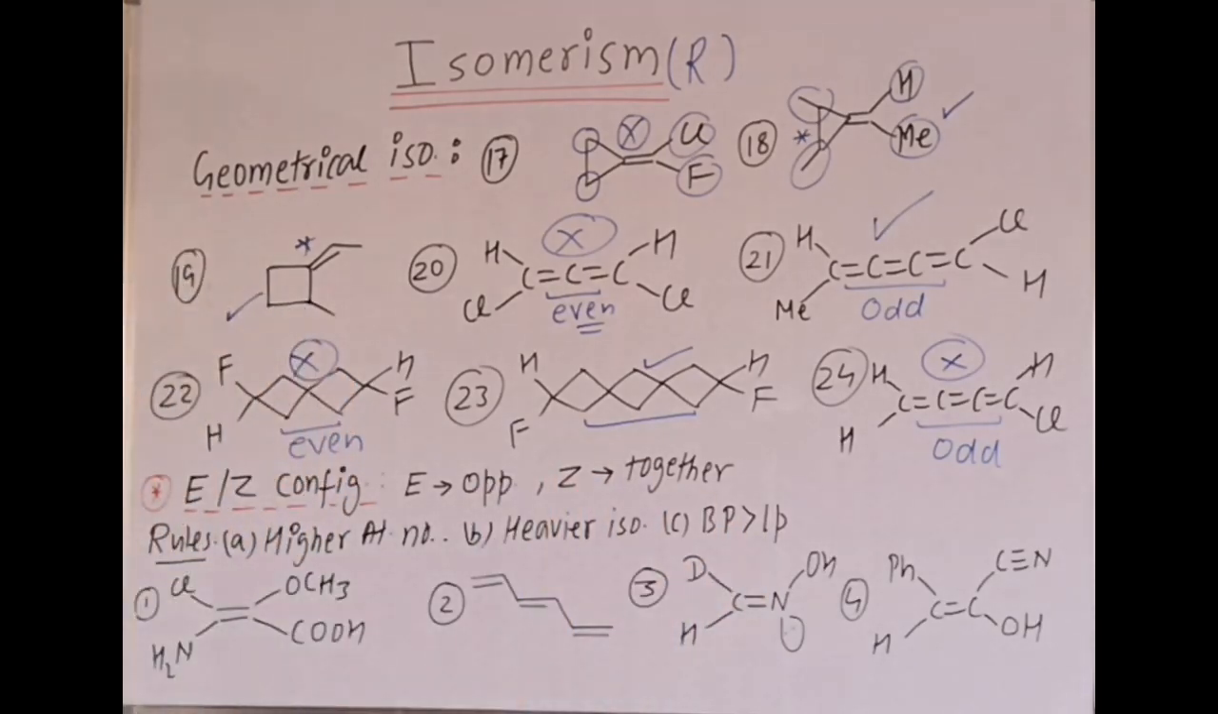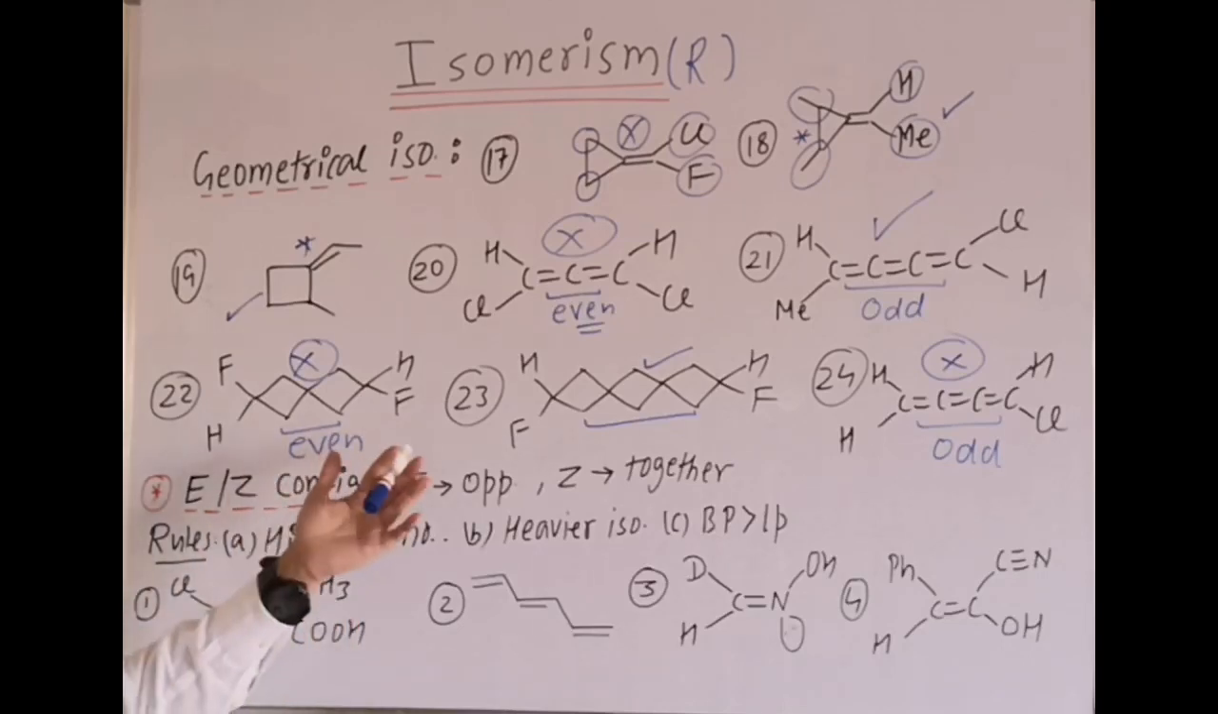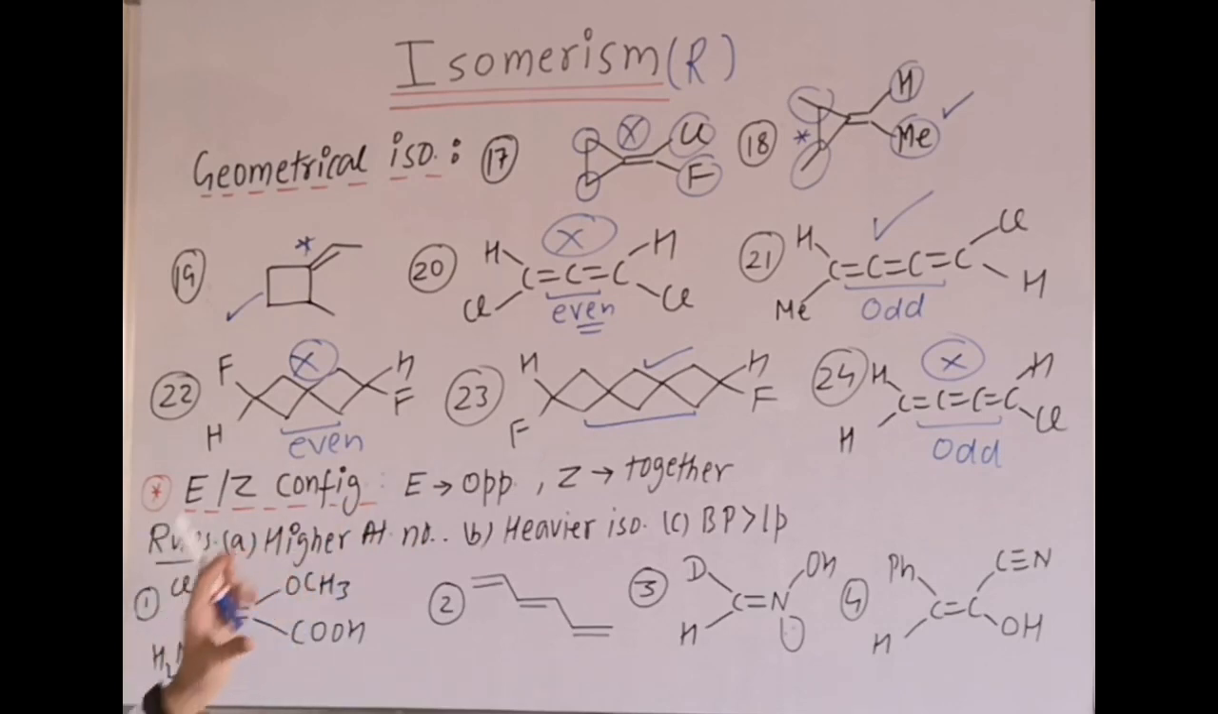Now, how will we set the priority? There are rules which are CIP rules. Firstly, with respect to the geometrical center, we go for atoms connected. Higher is the atomic number of the first atom. We move from the double bond both sides and check both sides. The first atom which has higher atomic number will be getting first priority. If the atoms are same, then we move on to the next atom and check their atomic numbers.